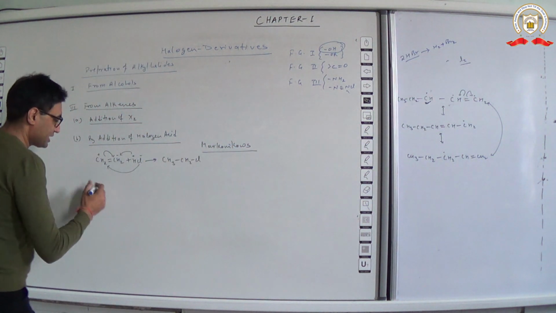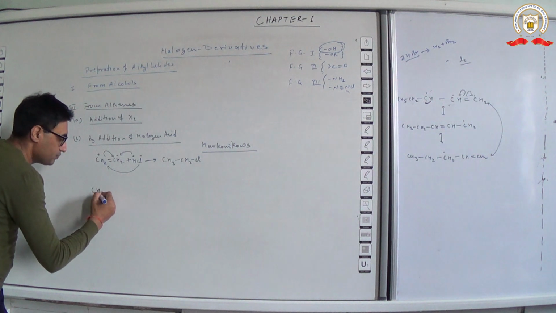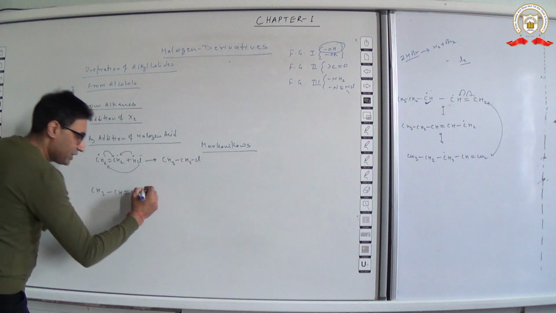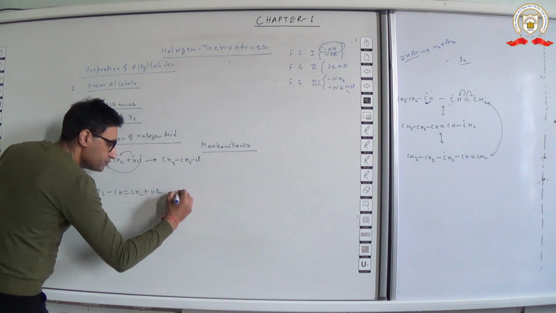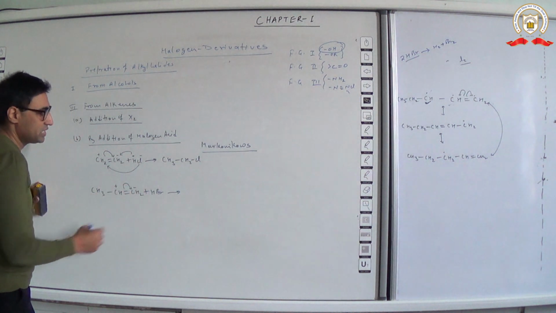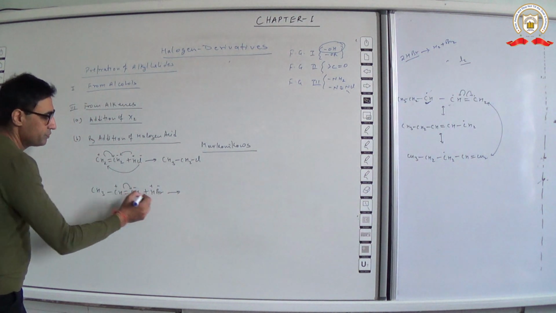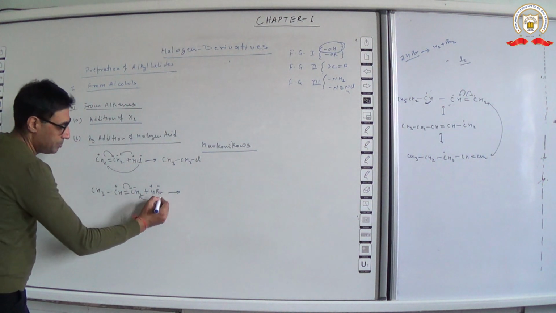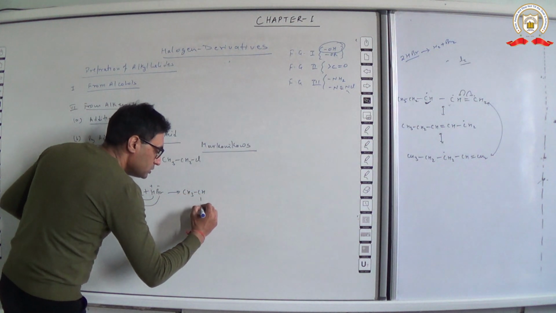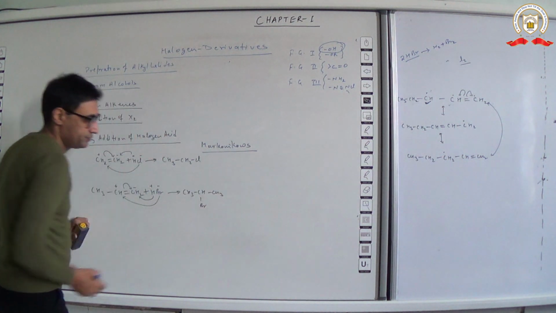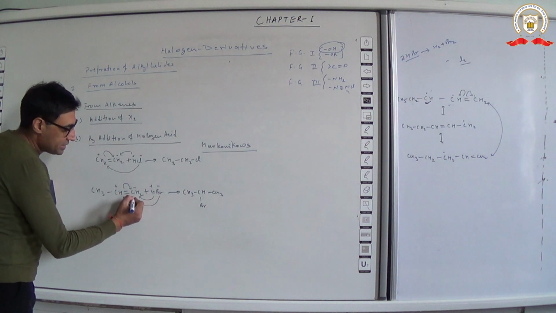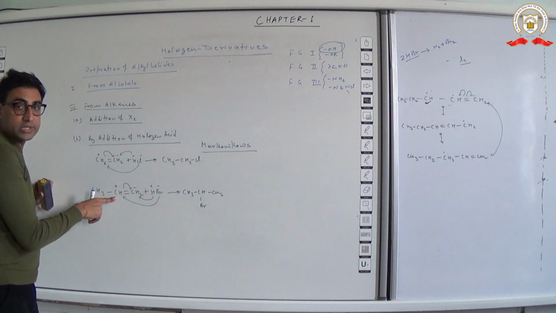This Markovnikov's addition will get clearer from another example. Suppose I have CH3CH=CH2. If I add HBr to this, again the pi electrons will come here, this will become negative, this will acquire a positive charge, H positive and Br negative. H positive will attack this anion, Br negative will attack the carbocation, leading to the formation of CH3CHBrCH3. The question comes to our mind, why are the electrons going here? Why is this carbon becoming negative and this one acquiring a positive charge?